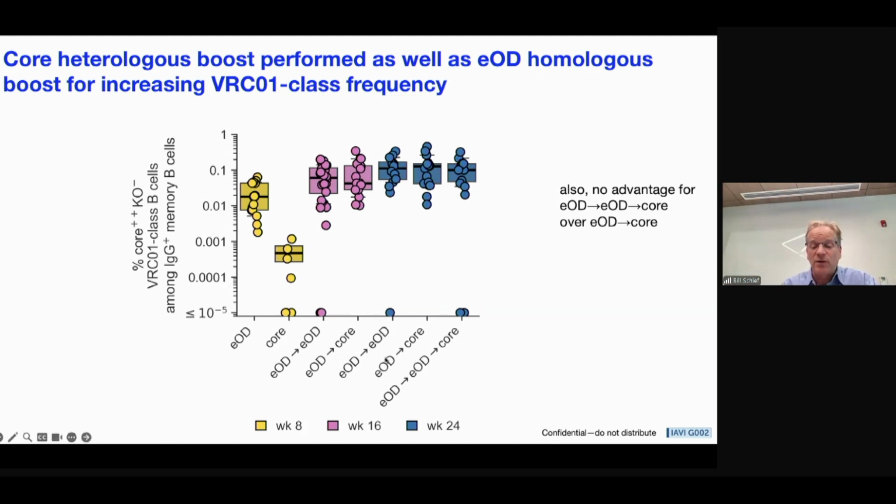If you look at week 24, 2 shots of EOD give you this number, and an EOD followed by a core gives you a similar number. So this was just, okay, we're doing as well. We still have a very high frequency of VRC1 class B cells in the blood, but now we know they've advanced a little in maturation, because they can bind to the heterologous boost, not only to the priming immunogen.